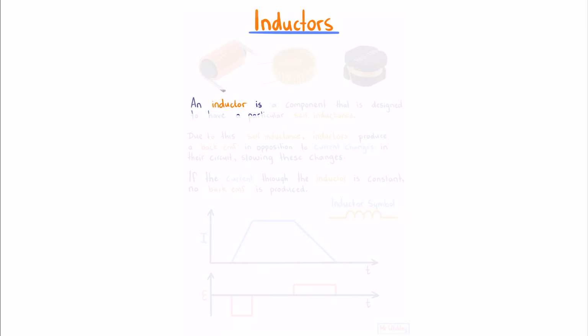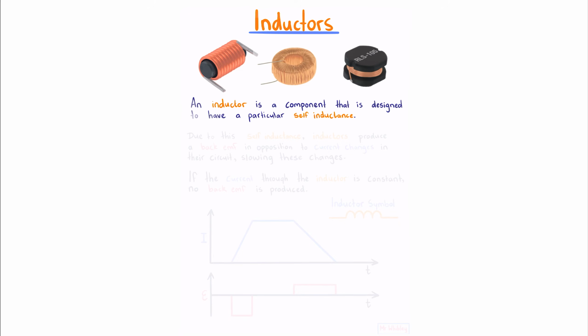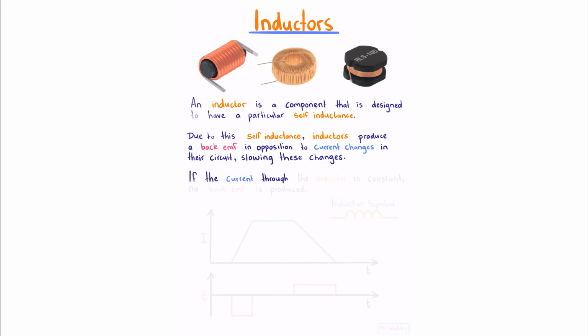Inductors. An inductor is a component that is designed to have a particular self-inductance. Here are a few examples, which you might note are just coils of wire arranged in different ways. Due to this self-inductance, inductors produce a back EMF in opposition to current changes in their circuit, slowing down these changes. So essentially, inductors make the changes in a current more sluggish. If the current through the inductor is constant, no back EMF is produced. So if there's no current change, there is no back EMF. The symbol for an inductor is this here.